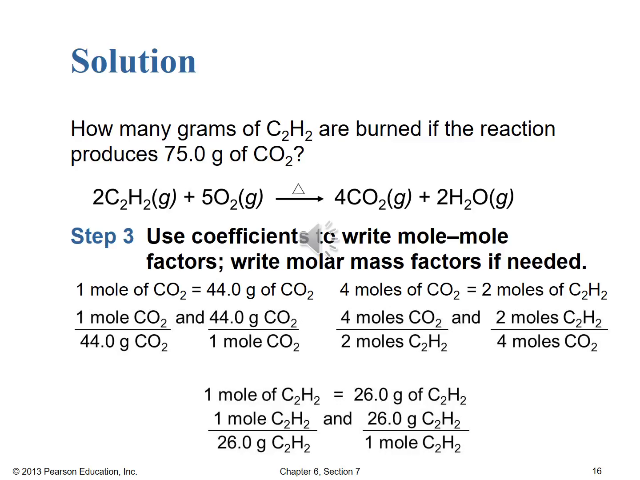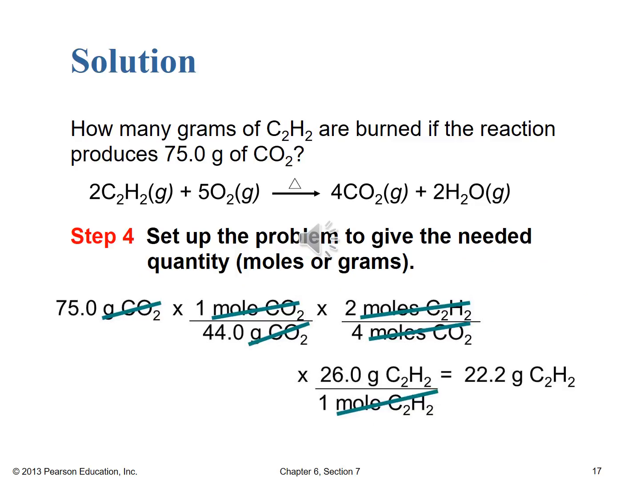All right, so here we are moving on to step 4, setting up the problem to give the needed quantity, moles or grams. In this case, it's grams. So we start with that 75.0 grams of CO2. We multiply by its molar mass in the form 1 mole CO2 over 44.0 grams. So now we can cancel the grams of CO2 as a unit. We're in moles of CO2.